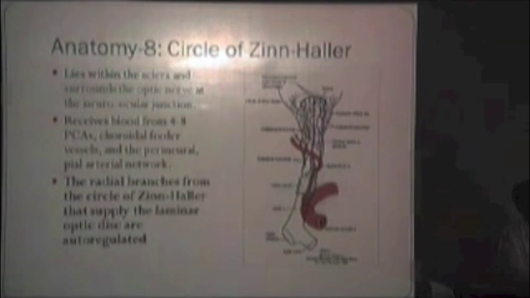The circle of Zinn-Haller has these radial small arterioles, which are paraoptic arterioles, which are directly responsible for the vasculature of the optic nerve head. And this is what is believed to be responsible for ischemic optic neuropathy of the anterior variety. It is also believed that these blood vessels are autoregulated in response to blood pressure drops, hypoxia, carbon dioxide, and other autonomic regulators.